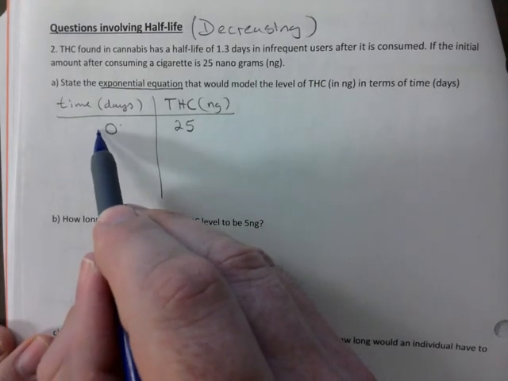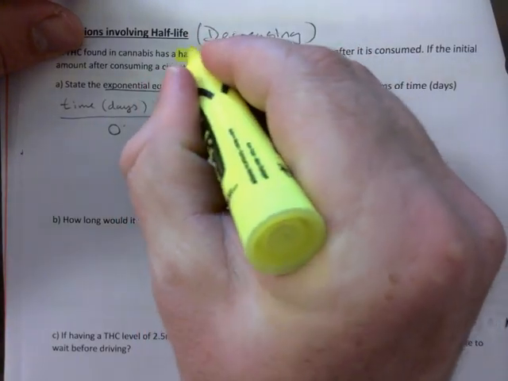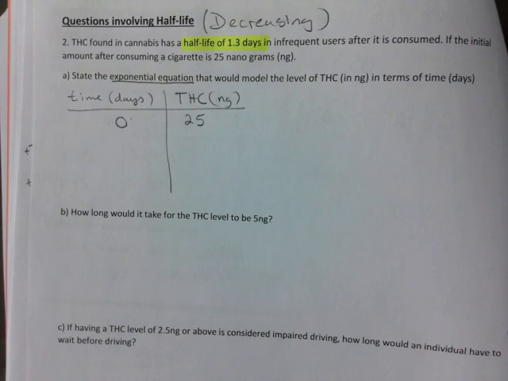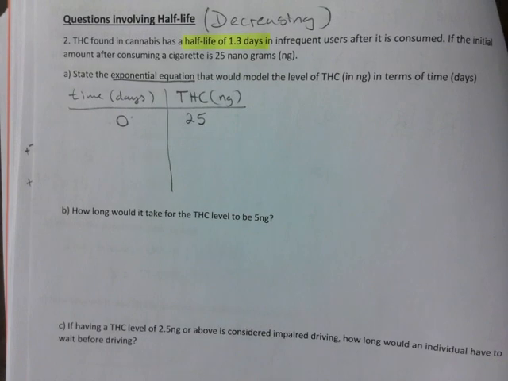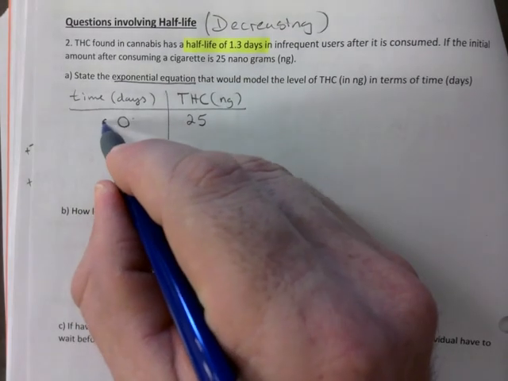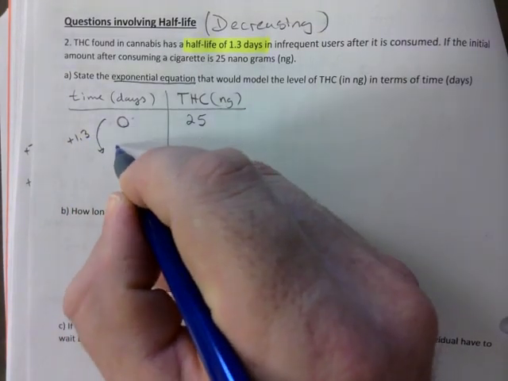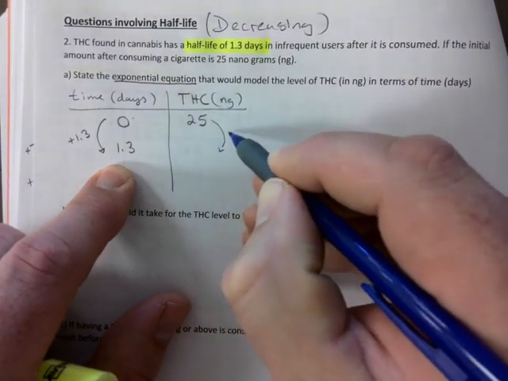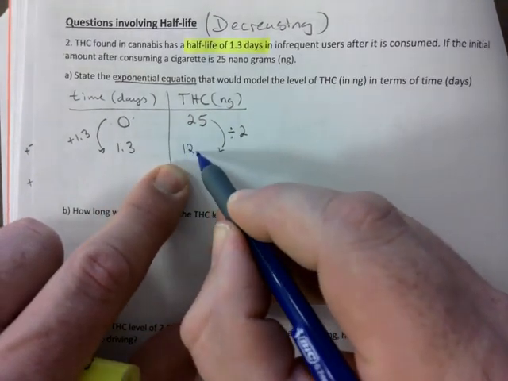And then we're told that the half-life, let's highlight that one. The half-life is 1.3 days. What does that mean? What does half-life mean? Yeah. Exactly. And it takes 1.3 days. So I add 1.3. So from 0 plus 1.3 is just 1.3 days. This will be down to half. So you literally divide it by 2. So that would be 12.5.